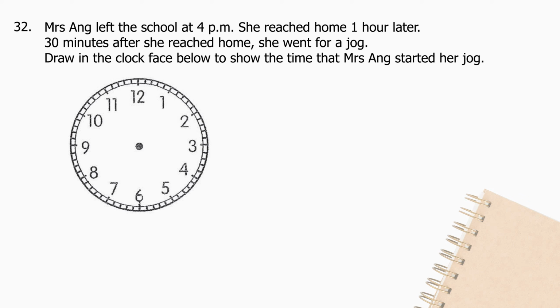Question 32. Mrs. Ang left the school at 4 p.m. She reached home 1 hour later. 30 minutes after she reached home, she went for a jog. Draw in the clock face below to show the time that Mrs. Ang started her jog.